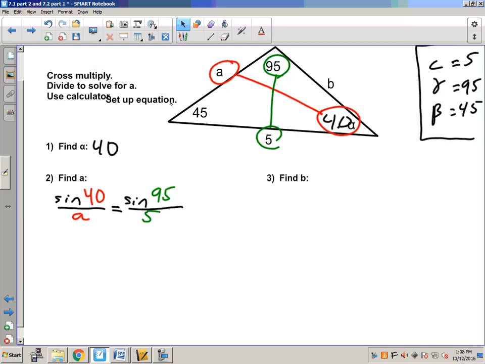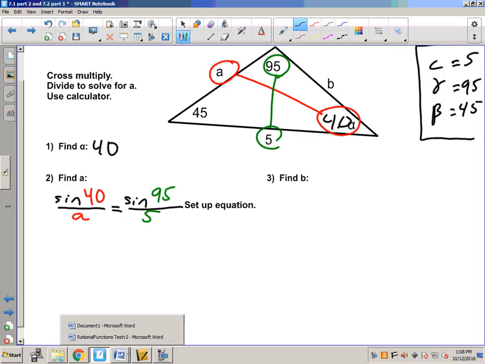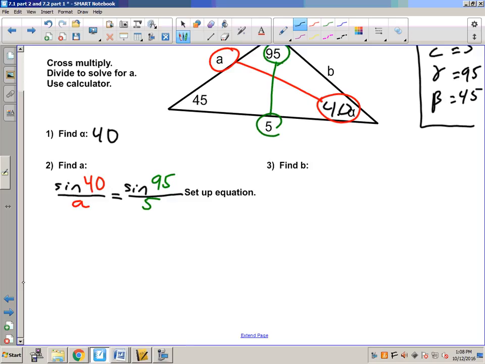I'm just annotating here as we go. All right, next thing we're going to do is cross multiply. So go ahead and cross multiply to get yourself an equation.